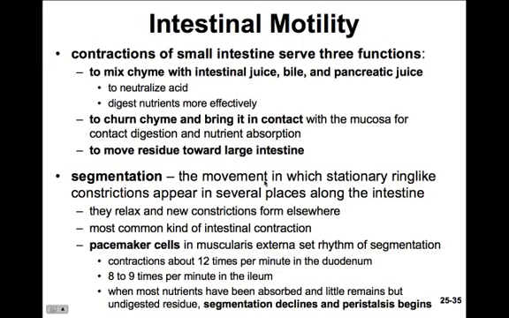The segmentation is governed by these pacemaker cells that are in the muscularis externa. They set the rhythm. In the duodenum, it's about 12 times per minute for each stationary constriction to contract and relax. It goes down to about 8 or 9 times per minute in the ileum. Because of this difference in the rate, there's a slight bit of pushing of materials through the small intestine. When most nutrients have been absorbed and little remains but the undigested residue, segmentation will cease and peristalsis will begin.